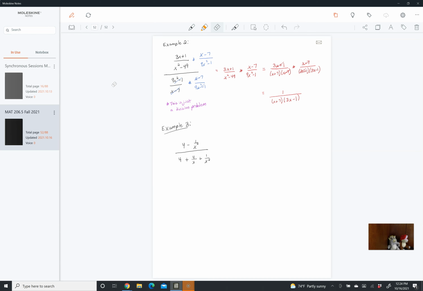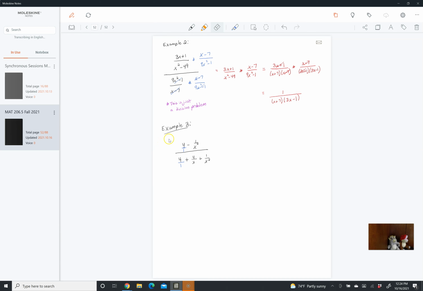Okay, what do we do here? Same exact thing. Put your constants over 1, right? Your whole numbers over 1. So make this 4 over 1 and make that 4 over 1. And then find a common denominator.